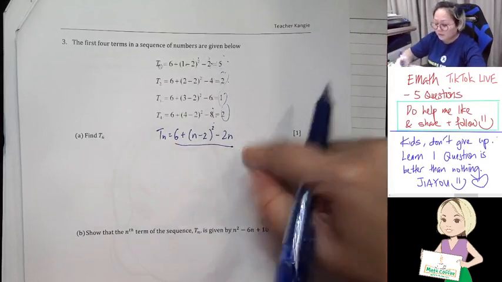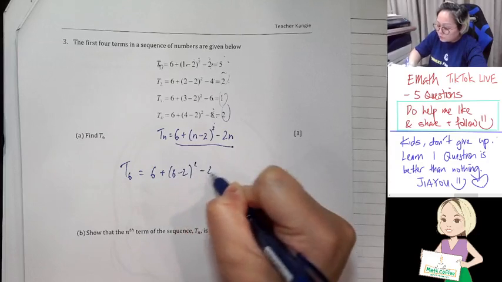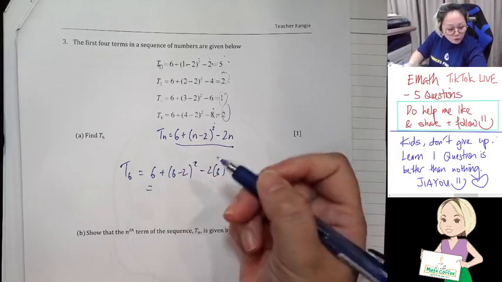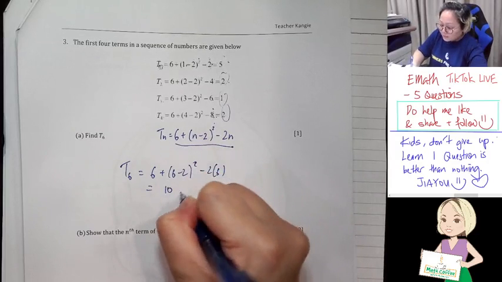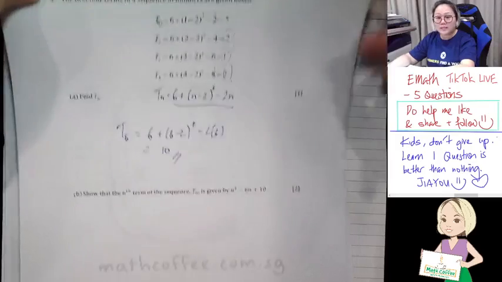So now, for T6, easy already, since I already have this pattern out, right? So T6 will simply be 6 plus (6 minus 2) square minus 2 times 6. And of course, when you press the calculator, you will get 10. And that's the answer. Can? So that's T6.